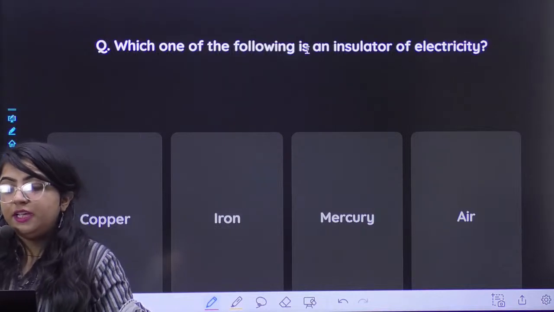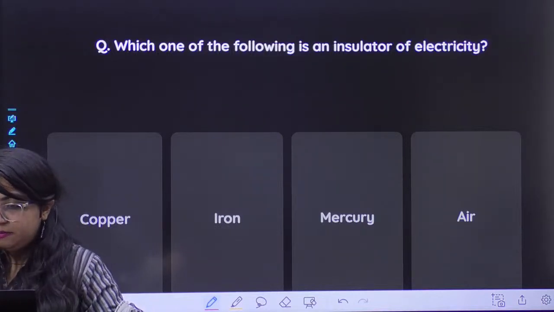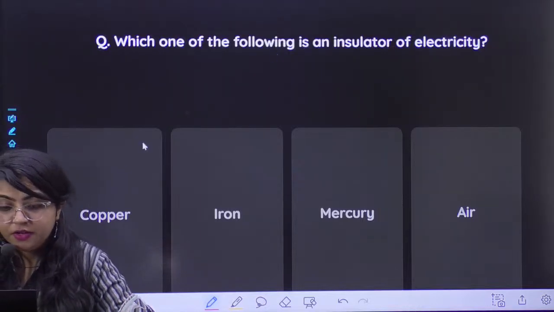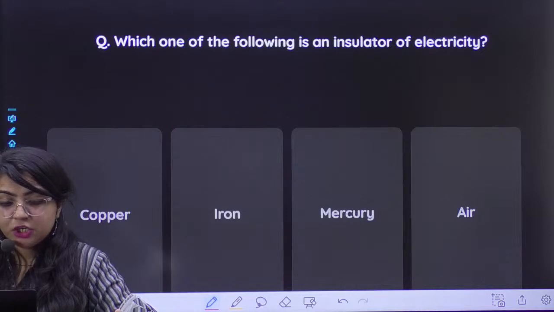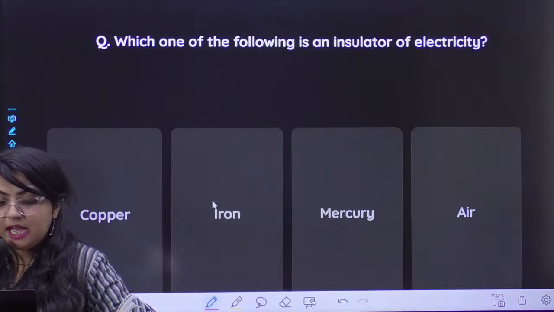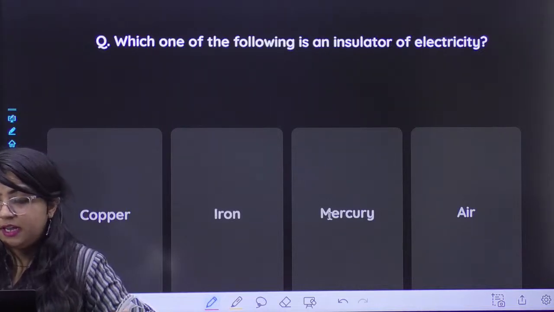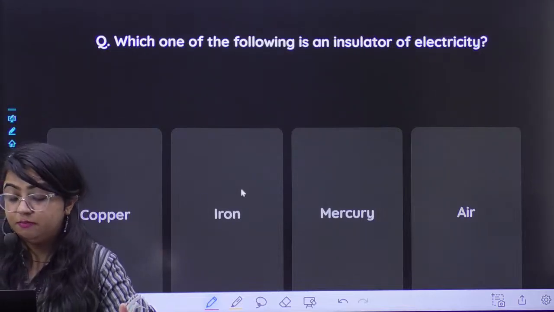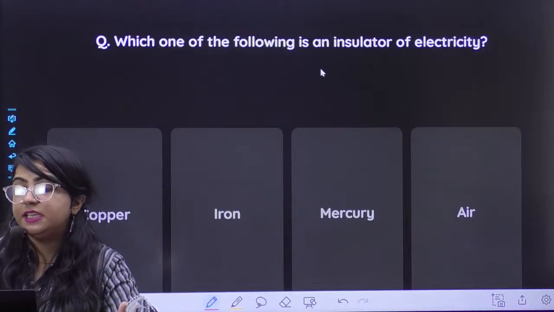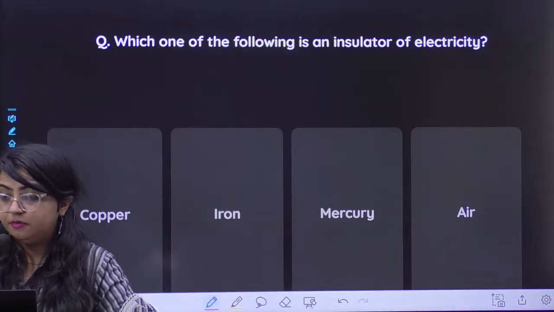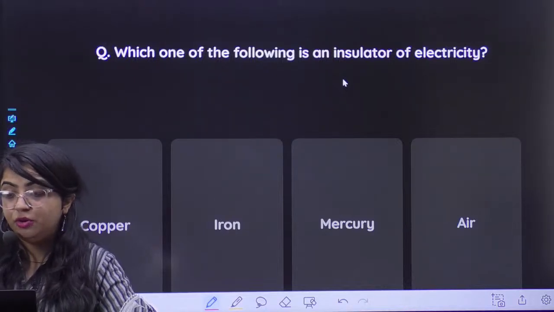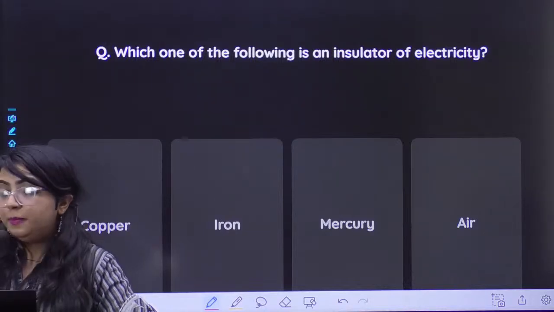Which one of the following is an insulator of electricity? We have talked about insulators earlier as well. So the first option is copper, second is iron, third is mercury, and fourth is air. Out of all these options, find which one is an insulator or not a conductor. Like which substance will not allow the electricity to pass through it? Please answer.